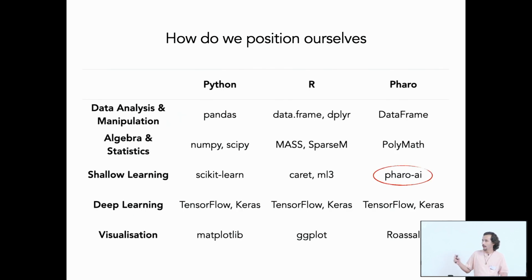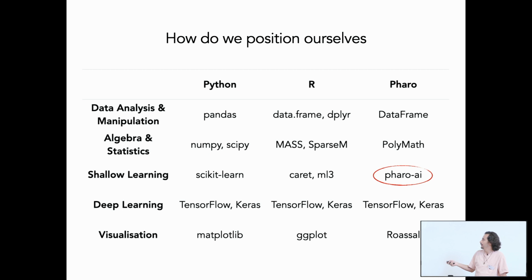So how do we position ourselves? We made this table with the two well-known programming languages used for machine learning, Python and R. For data analysis and manipulation, there is pandas in Python, there is Dataframe in R, but we also have Dataframe in Pharo. For algebra, you have NumPy, SciPy, and others in R, but you also have Polymath in Pharo. And for shallow machine learning, we have PharoAI, this is us. It is like an equivalent of scikit-learn in Python, or machine learning packages in R.